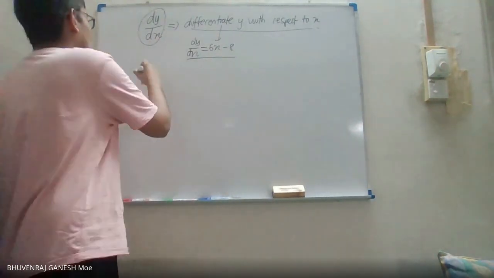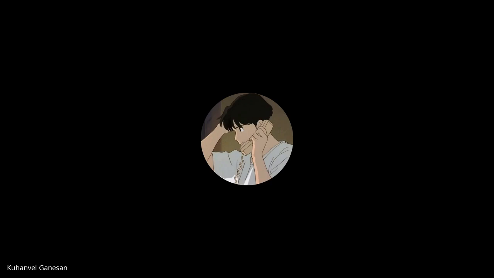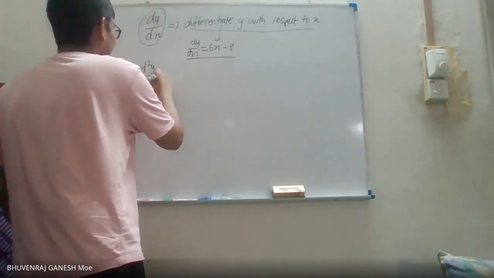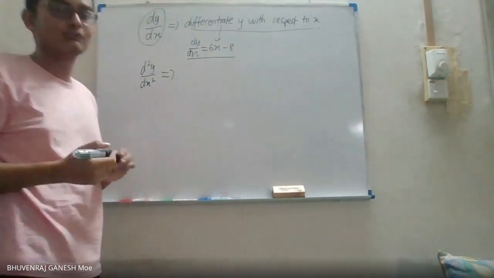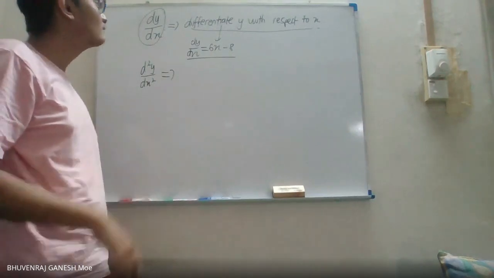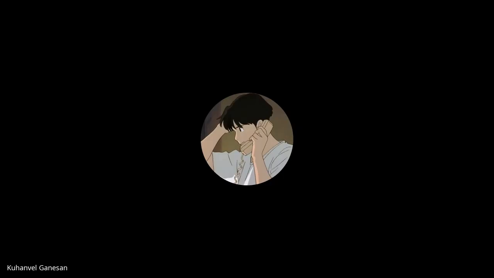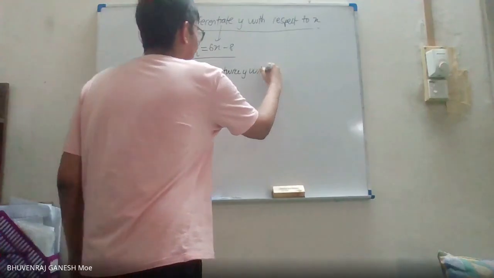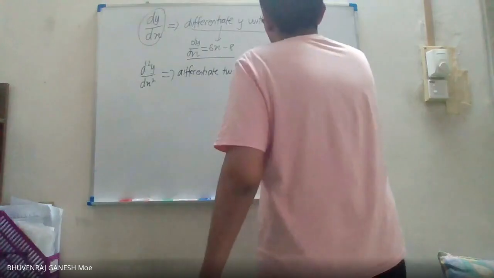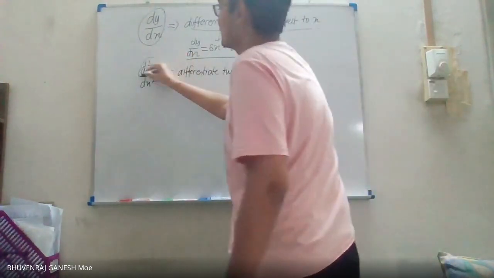So let's say I give you d2y over dx2. How will you read it in terms of word form? Differentiate twice y with respect to x square. Yeah, correct. Good. These two actually mean differentiate twice.